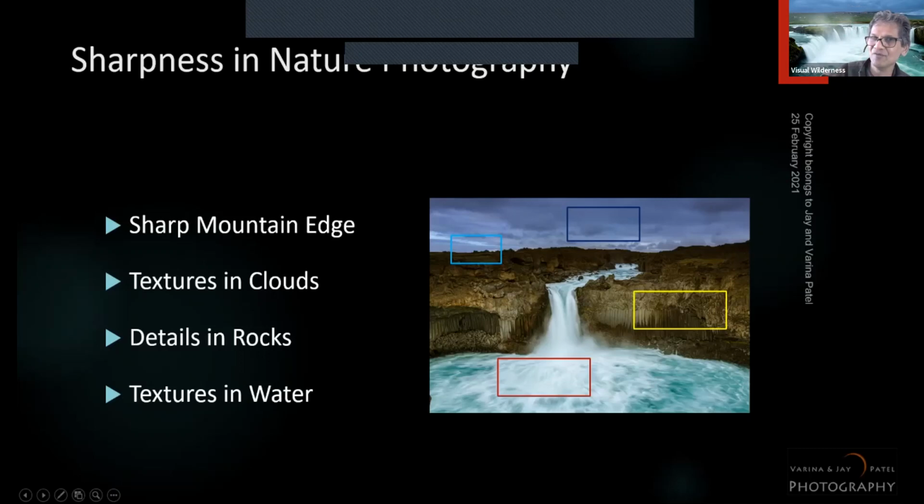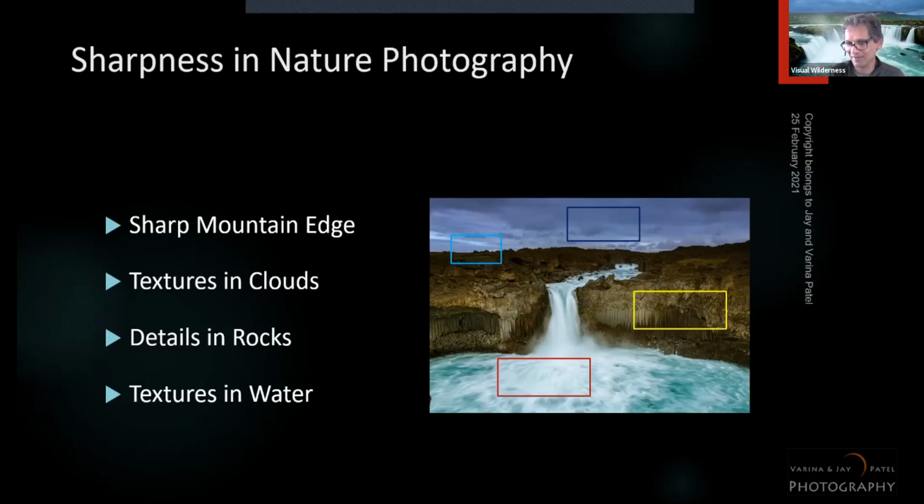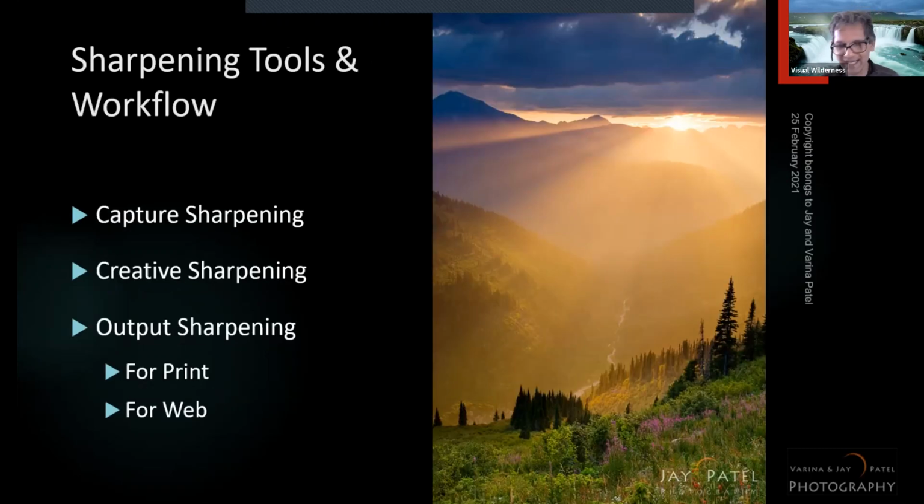And yes, Lightroom does provide tools to sharpen every one of these edges and textures and details. So creative sharpening is a workflow to sharpen not only your edges, but also the details and textures that you see in your photos. When most professional photographers look at sharpening, they think about it in three different aspects: capture sharpening, creative sharpening, and output sharpening.